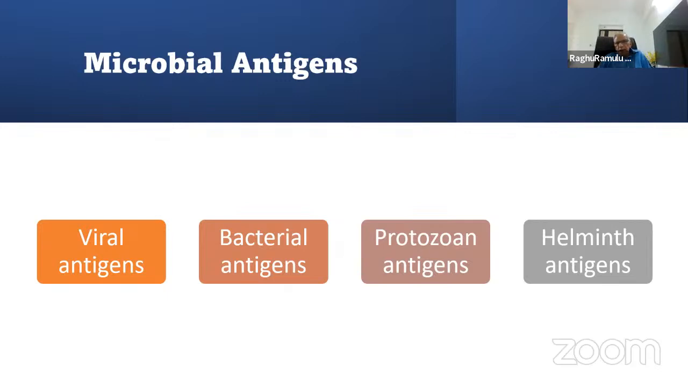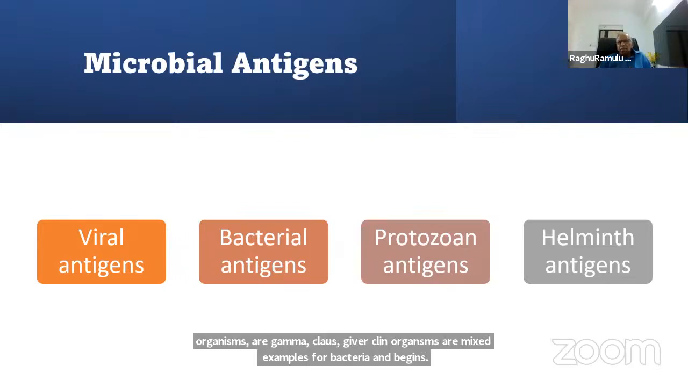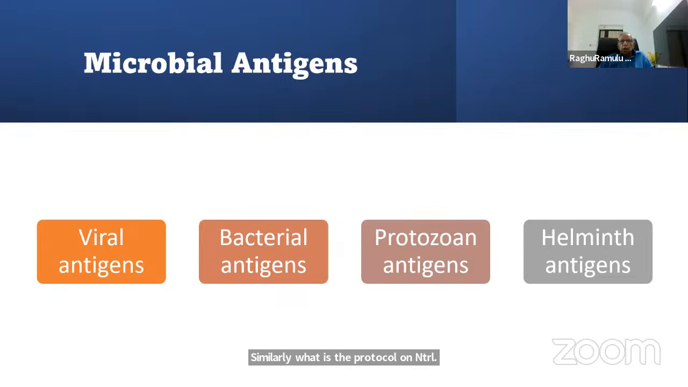Then let us take bacterial antigens. The best way to remember an easy example is pulmonary infection or the tuberculosis organism. Tubercle organisms are the best examples for bacterial antigens. Similarly, for a protozoan antigen, you take malaria as an example. Likewise, for helminth antigens, we have filaria as an example.